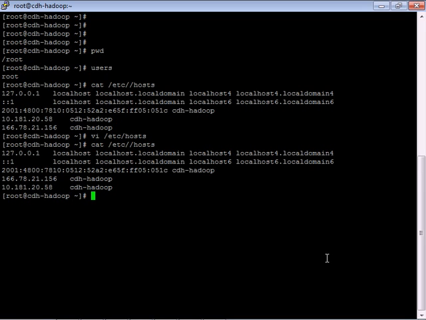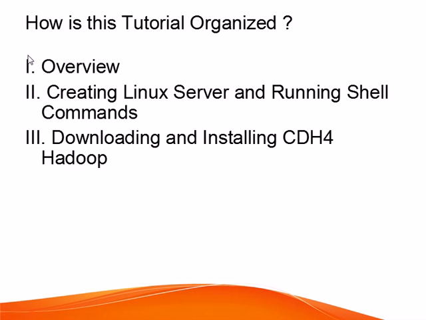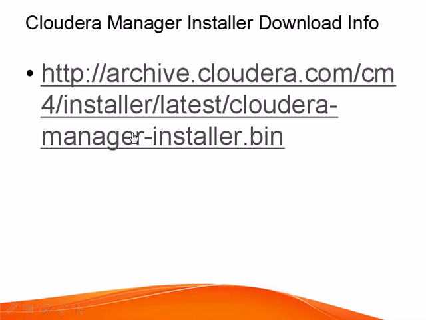Now we are going to download the Cloudera Manager. That's section 3, so let's check the section 3 objective. Now we are going to download the Cloudera Manager and install Hadoop. It's straightforward, so let's go ahead and do that. This is the download link. We are going to execute it with a wget command on the shell. Wget stands for webget.